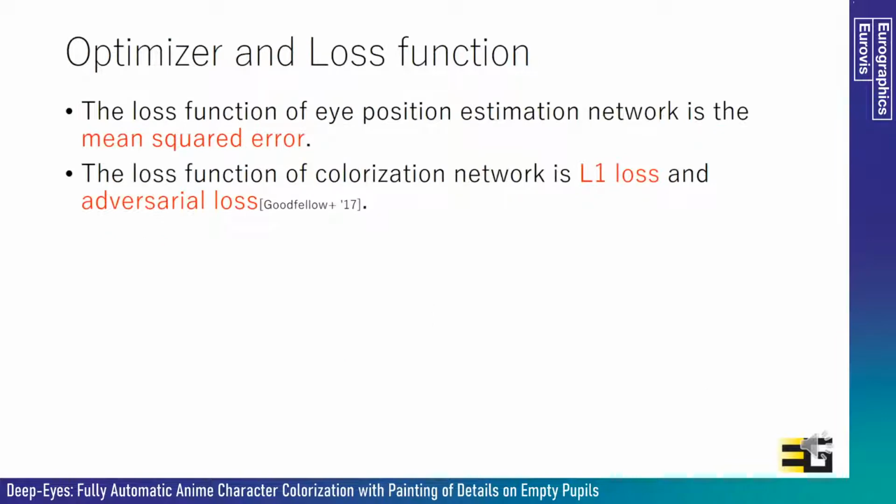We use different loss functions to train the eye position estimation network and the colorization network. The loss function of the eye position estimation network is the mean squared error. The loss functions of the colorization network are L1 loss and adversarial loss. These losses were weighted so that the ratio of L1 loss to adversarial loss is 1 to 0.001.